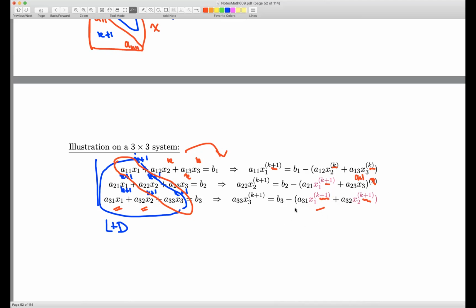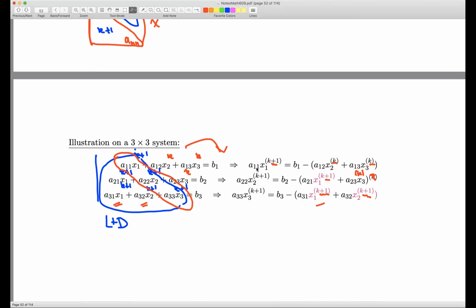So why did we decide to do that? We basically have all the elements on the main diagonal with upper index k plus 1 on the left. So this is on the left side.